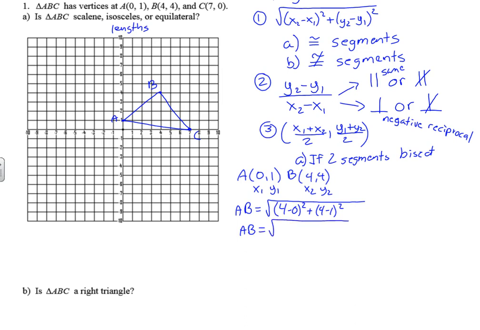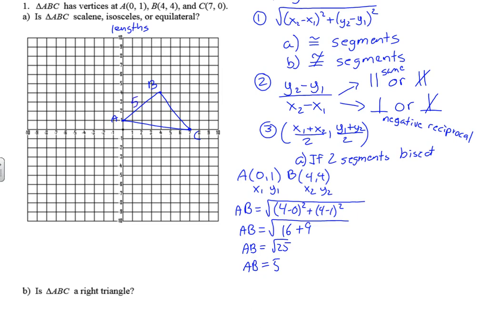So 4 minus 0 is going to be 4. 4 squared would be 16. 4 minus 1 would be 3. 3 squared would be 9. So AB is the square root of 25. AB equals 5. If it didn't simplify all the way, you wouldn't have to do that. So AB is a length of 5.